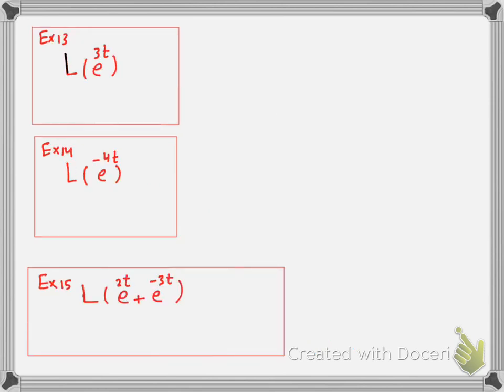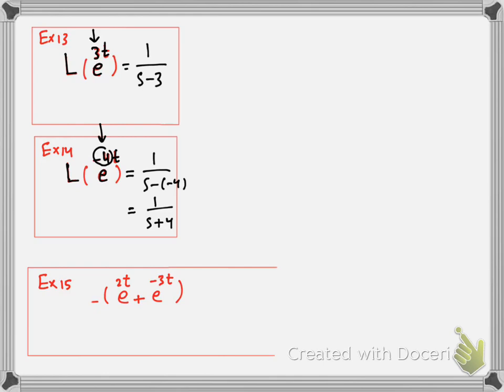Again, here we will compute the Laplace transform for the exponential function e to the 3t. The answer will be directly 1 by s minus the coefficient of the power here, which is 3. In the same way, to compute the Laplace transform for e to the negative 4t, the answer will become 1 divided by s minus the coefficient of the power, which is negative 4. As you can see, the negatives cancel and it becomes s plus 4.